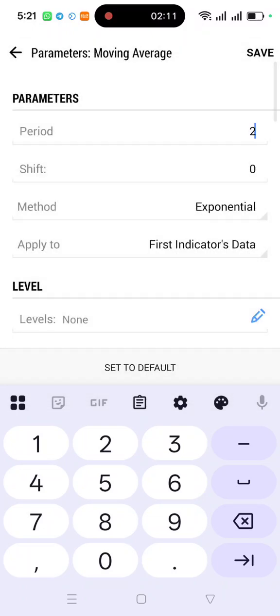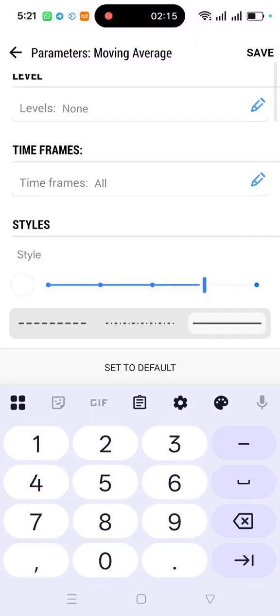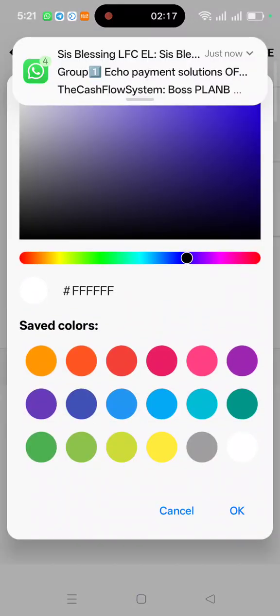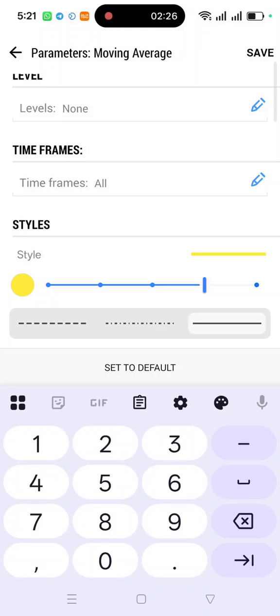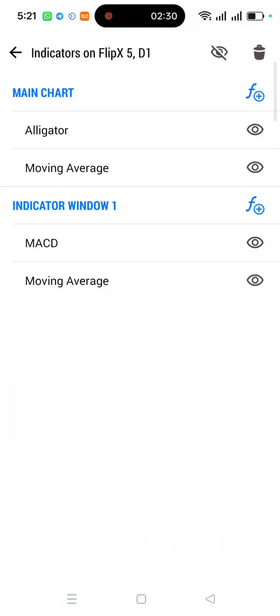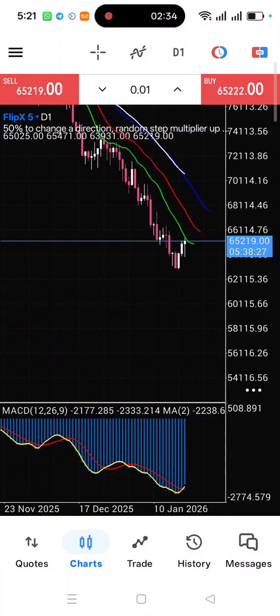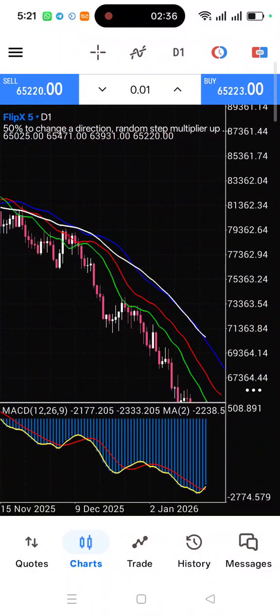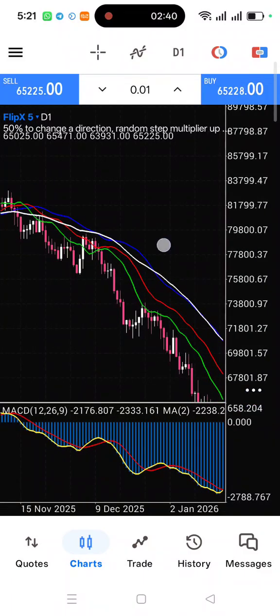So I'm adding. Then the color, I'm changing it to, say, yellow. Okay, I'm going to say okay, then save. Let's see how it looks. All right, so it's as simple as this. Right now the strategy is set, the strategy is ready. The video will be about, say, 10 minutes.